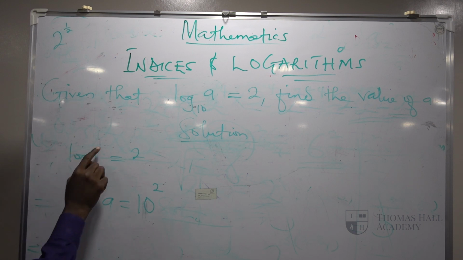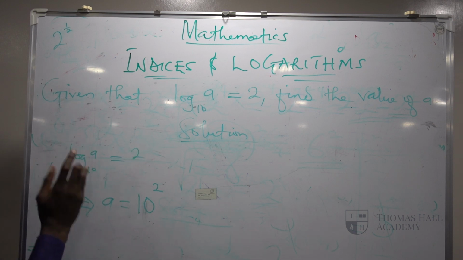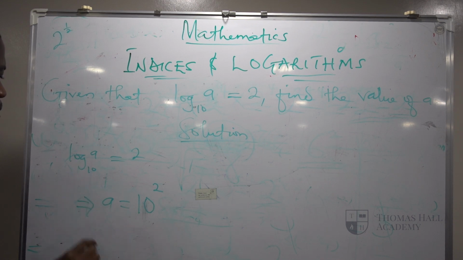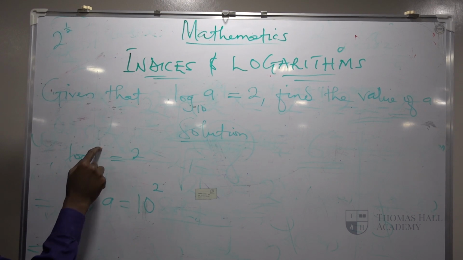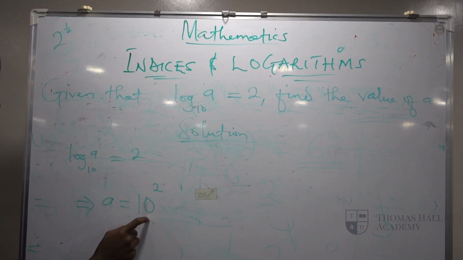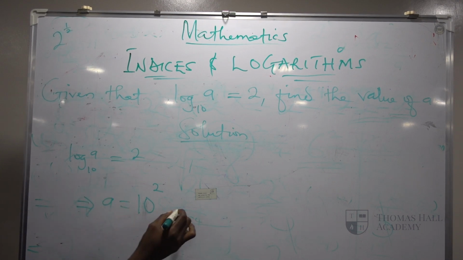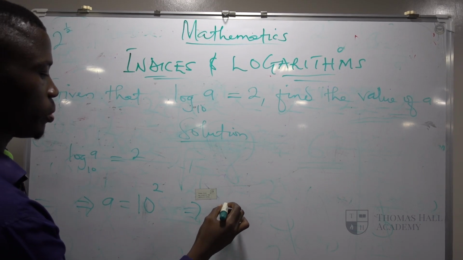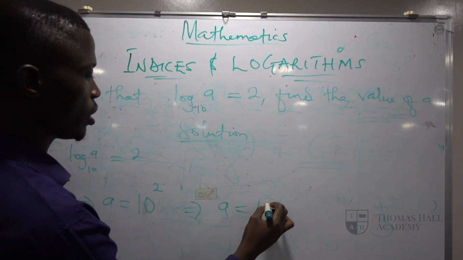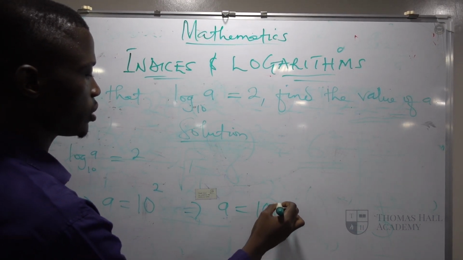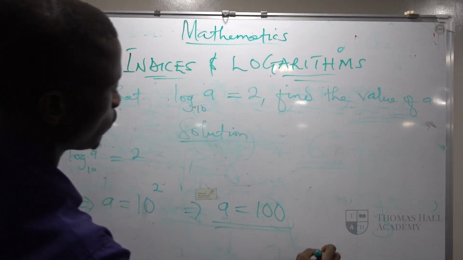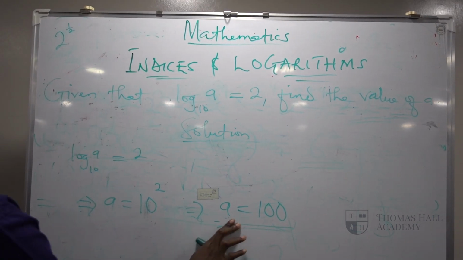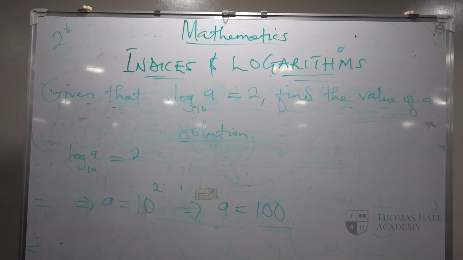Now, log a base 10 equals 2. Find a. Forget about the log. Let this 10, which is the base here, come here to become the base. Then it raises 2 up. Then a equals 10 raised to the power 2, which is 100. 10 times 10 is 100. So the value of a here is 100.